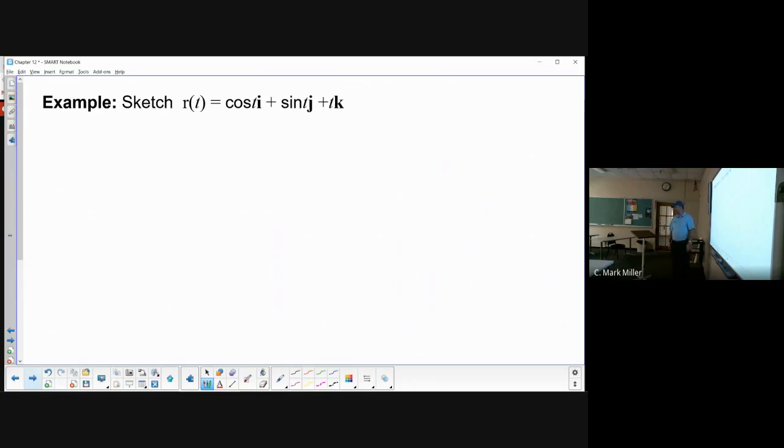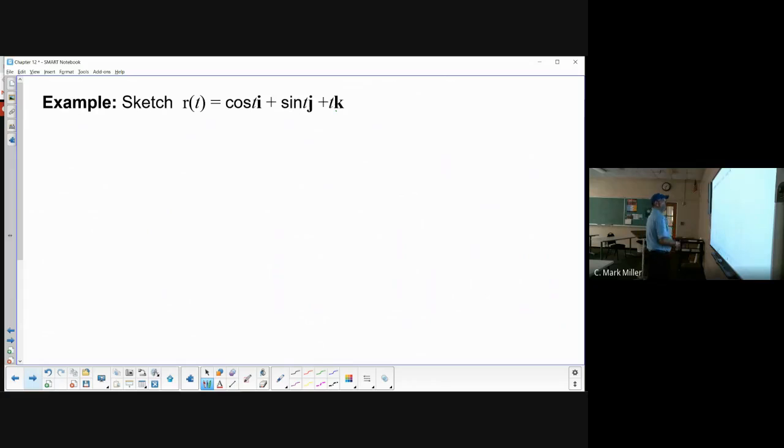Sketch this. This is almost going to seem easy compared to the other. First of all, I have a Z there. We have a K here. We didn't have a K in the last one. If it was just this, what would it be? A circle, what we've been doing the last probably entire period, right? This is going to make it go up and down.